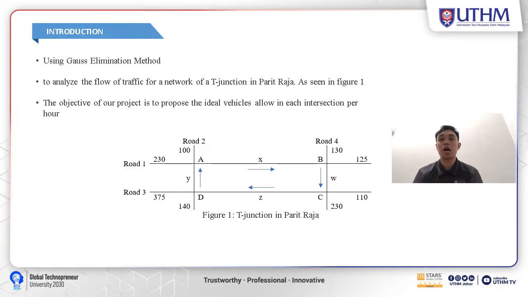Now I will talk about our introduction. For this project, we are using the Gauss elimination method to analyze the vehicle traffic flow as seen in Figure 1. Figure 1 shows that there are 4 roads labeled as road 1 to road 4 in each intersection. Our objective is to propose the ideal number of vehicles allowed in each intersection per hour.